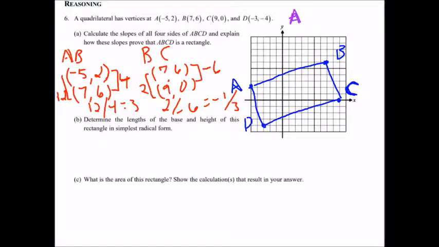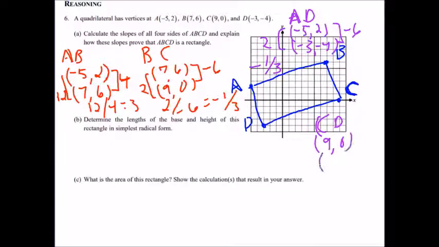AD, I'll do up here. A is negative 5, comma 2, and D is negative 3, negative 4. This is up 2, down 6. That also reduces to negative 1/3. And then which one do I have to do? CD. C is at 9, 0, and D is at negative 3, negative 4. This is down 12. This is down 4. Negative 12 over negative 4 is 3.